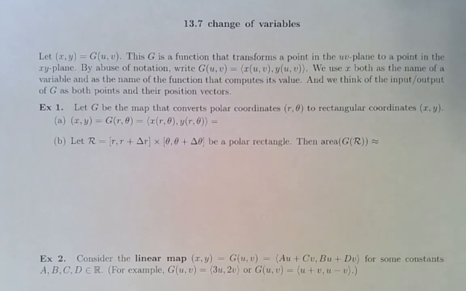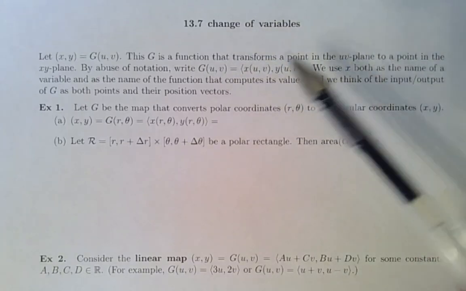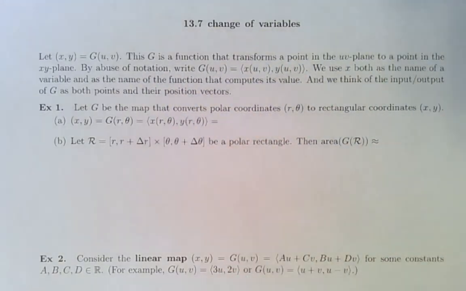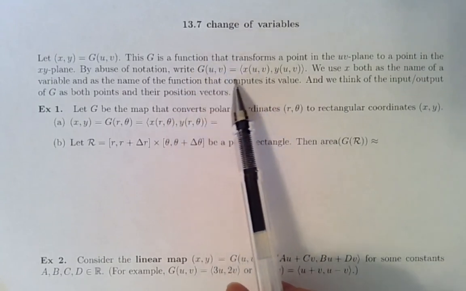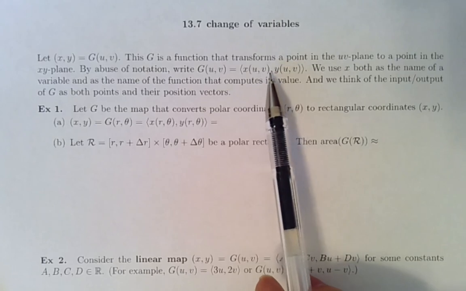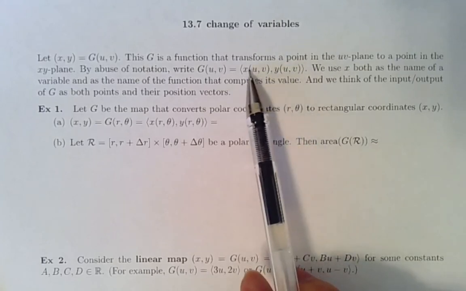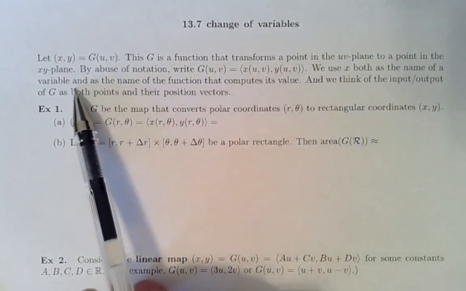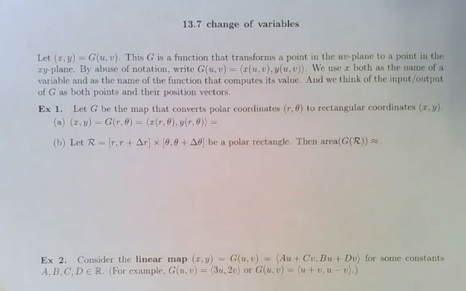The setup is as follows. We are going to have a function g that transforms a point in some UV plane to a point in the XY plane. And I'm going to use polar coordinates as an example right now. But let me say that when we transform UV to XY, I will also use X and Y to denote the name of the variable, and also the name of the function that computes its values. I think this actually makes things clear.